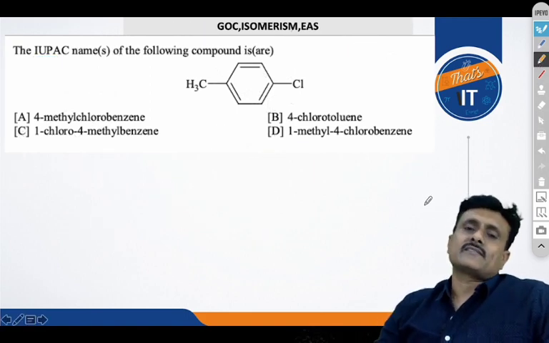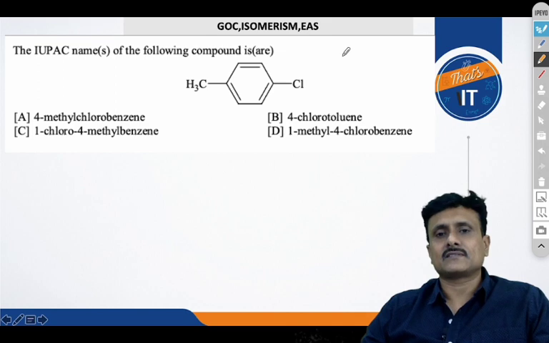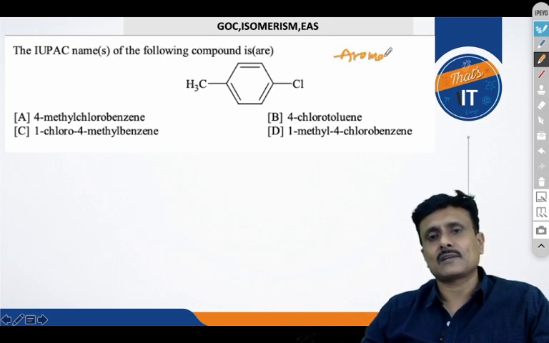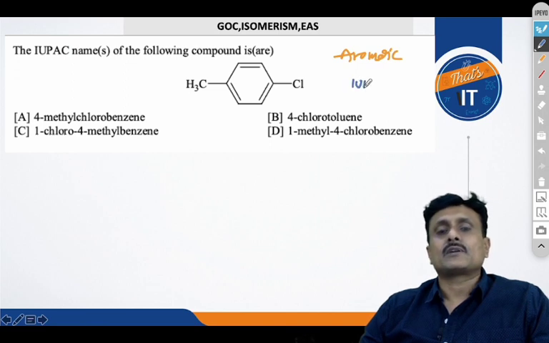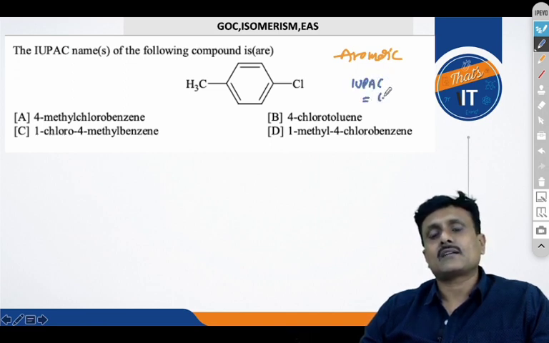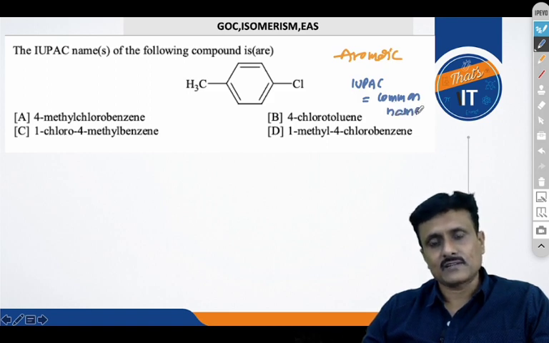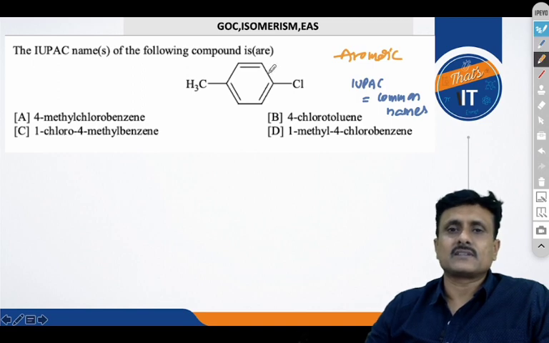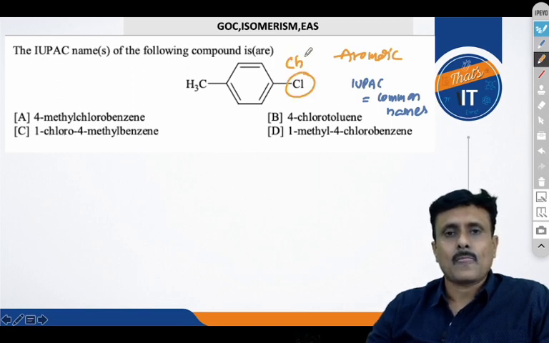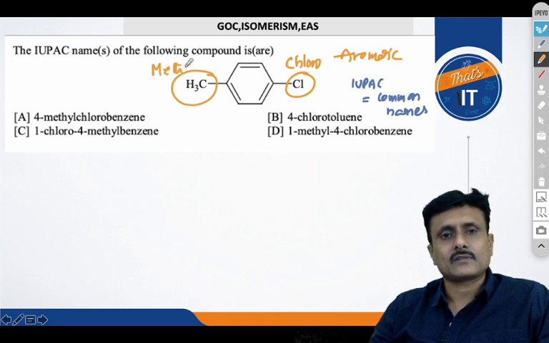Now you can see the other question looks to be very simple. This is the IUPAC nomenclature of an aromatic compound, and you know that for most aromatic compounds the IUPAC names are the common names. So we need to be careful, and this is a more than one choice correct question. There are two substituents given here. One is chloro, the other one is methyl, isn't it?